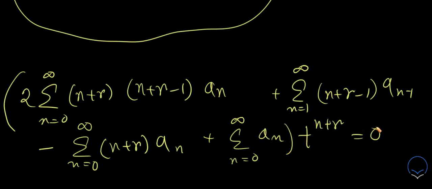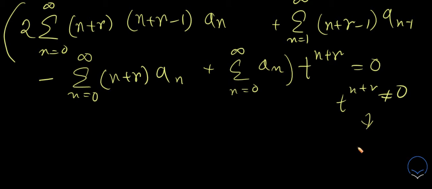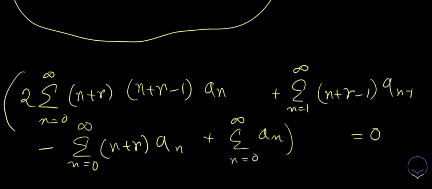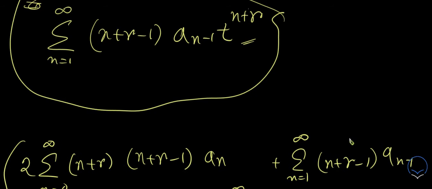Again, we demand that this t to the power n plus r is not equal to 0. This is the demand, because I already discussed it before. If t to the power n plus r or any of the t is 0, that's just a trivial solution. So we want the non-trivial solution. So since this is not 0, this thing over here is equal to 0.